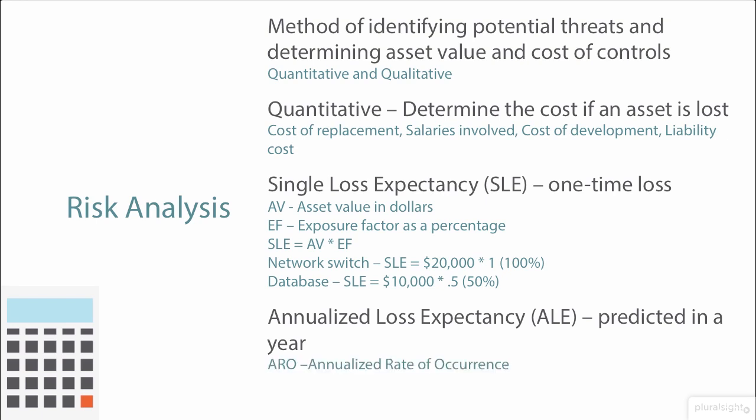So how we calculate this is we need the annualized rate of occurrence. That's a big word for how many times it is going to crash. So the equation then becomes: our annualized loss expectancy for a year is the SLE, our single loss expectancy, times how many times we think it's going to crash over a year.